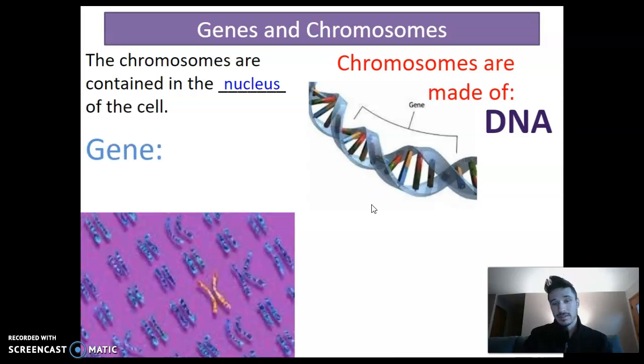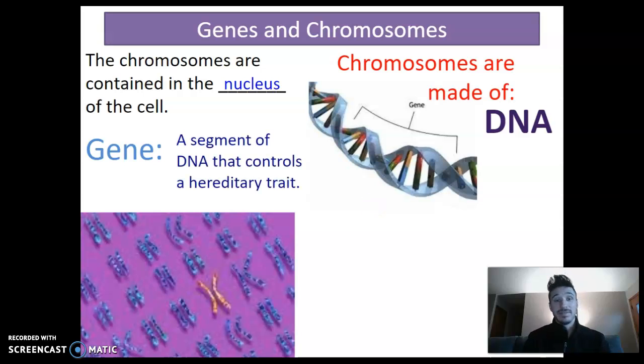But what is a gene? You've heard me say this word before. A gene is a segment of DNA that controls a hereditary trait. Hereditary trait meaning something that can be passed from parent to offspring. So this is what a gene is. So you have, for example, the gene for dark skin, the gene for long legs, the gene for eye color. These are all genes that can be inherited from your parents.